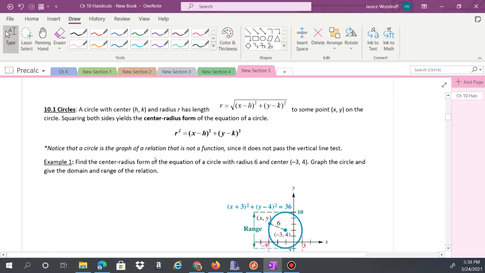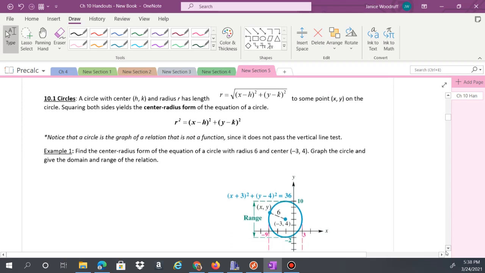So let's talk about circles. We've seen circles before. We've got this equation here for the center-radius form of a circle, where you have r² = (x - h)² + (y - k)². Okay, (h, k) is going to be the center of the circle. r is going to be your radius. A circle's not a function, just note that.